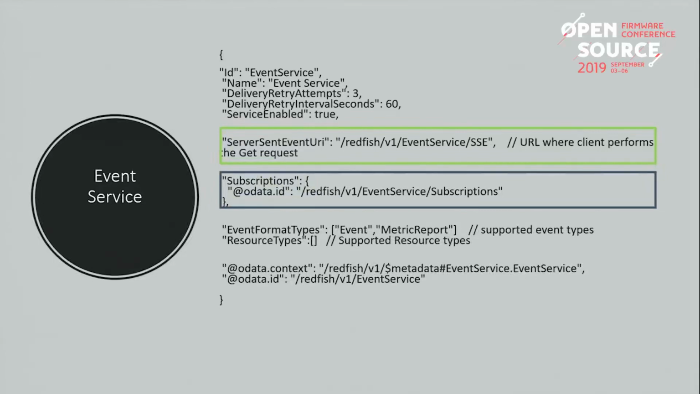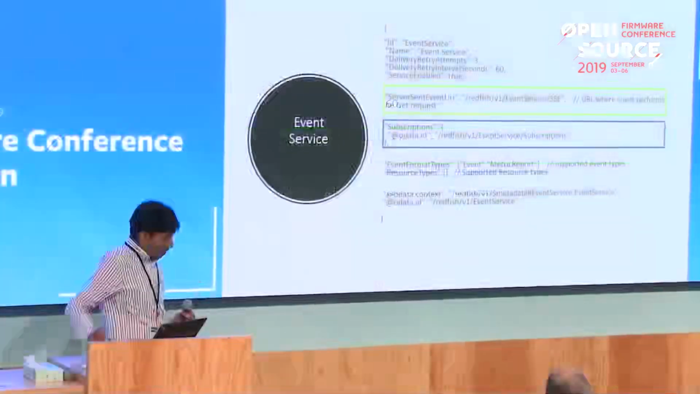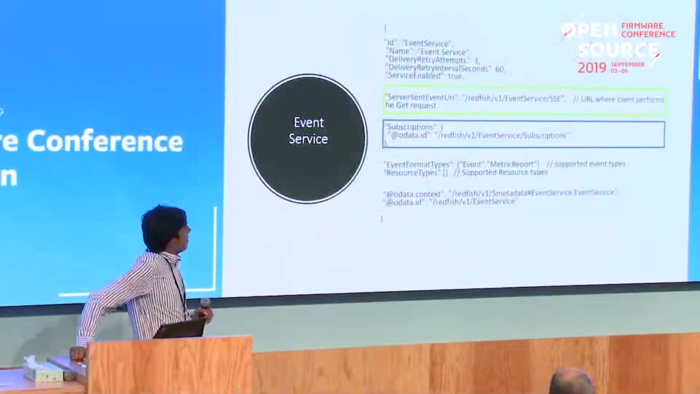The event service also tells about what event format types are supported. Could be event and the metric report. The metric report is a telemetry report. Resource type tells what kind of resources this event service supports. And resource types is all the resources supported by Redfish, could be account service, or network, or anything else, chassis. So this is the event service.